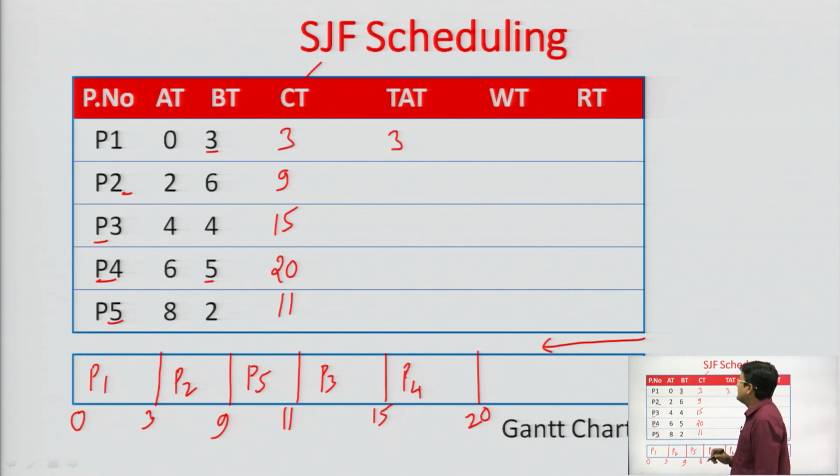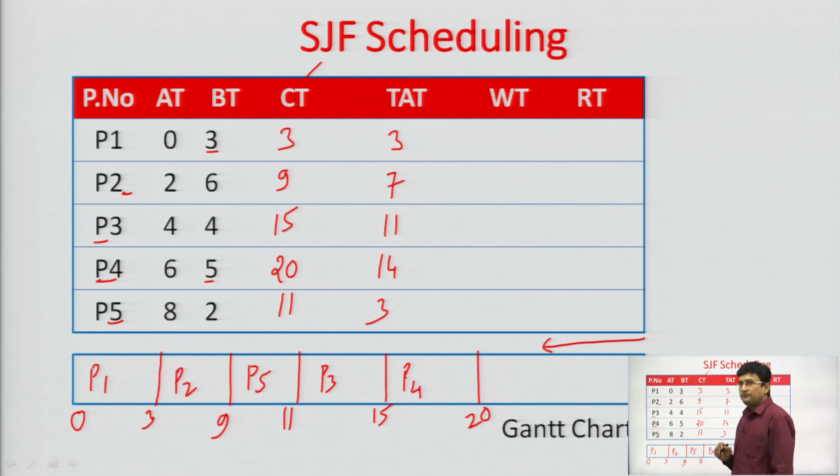So, it will be 3 for the P1 process, it will be 7 for the P2 process because 9 is the completion time and 2 is the arrival time. 15 minus 4, 11 will be the turnaround time for the P3 process. 20 minus 6, 14 will be the turnaround time for the P4 process. 11 minus 8, 3 will be the turnaround time for the P5 process.